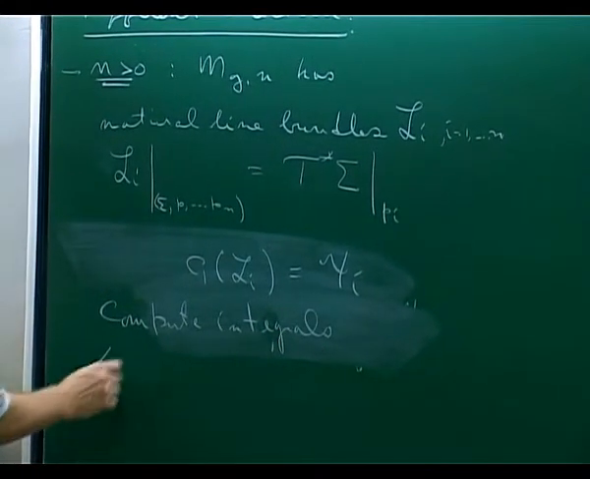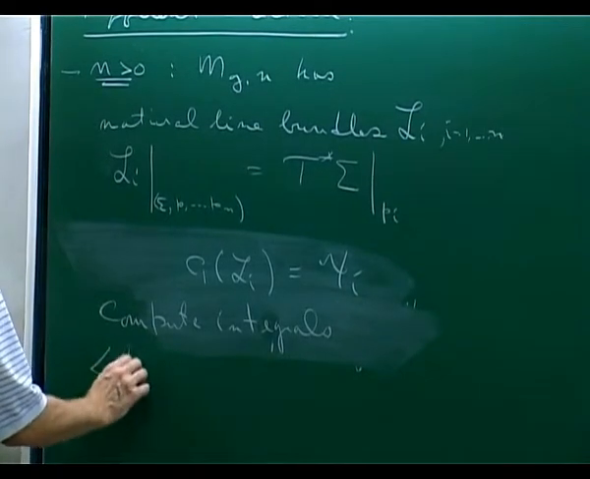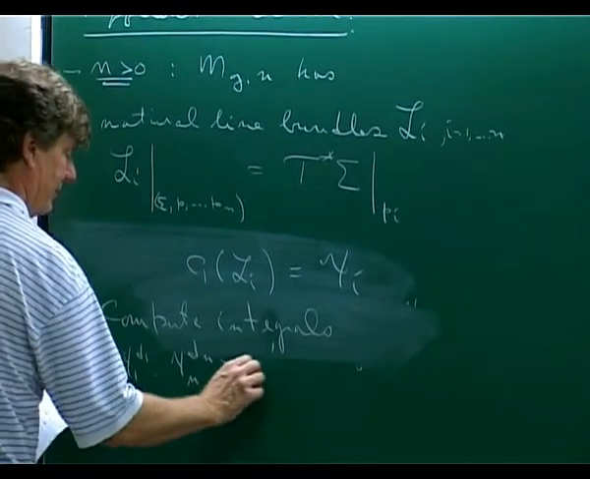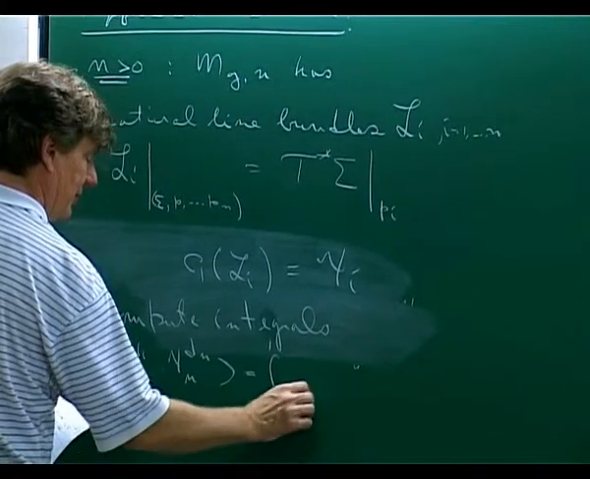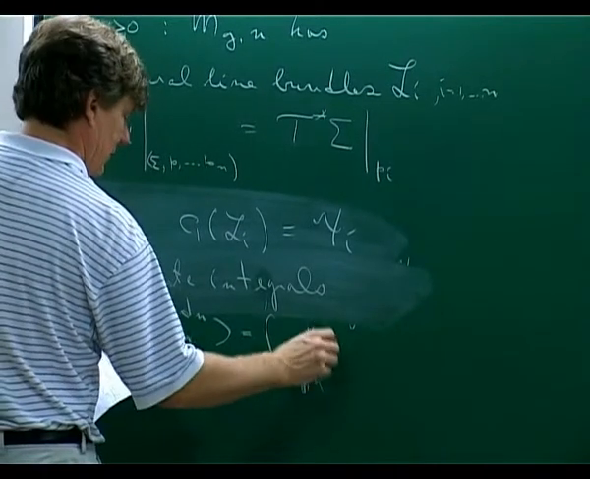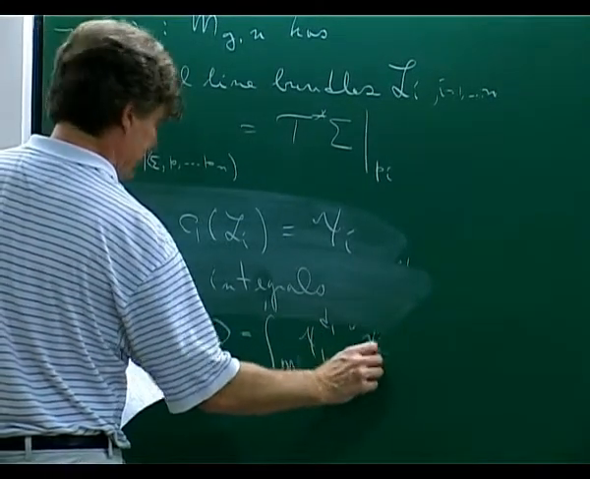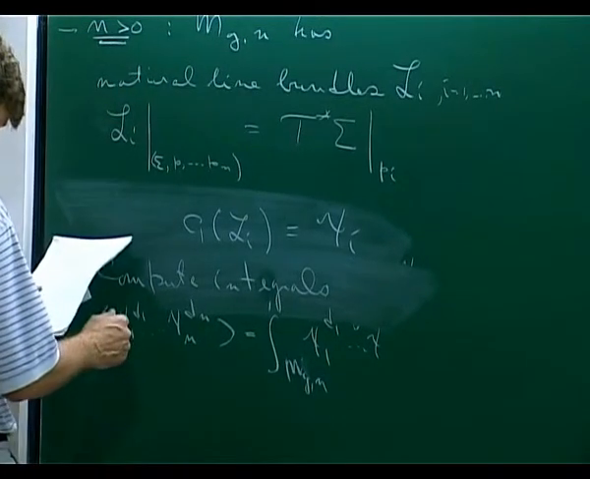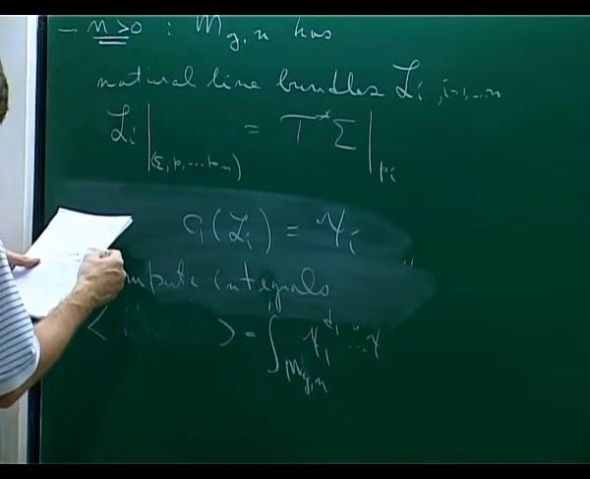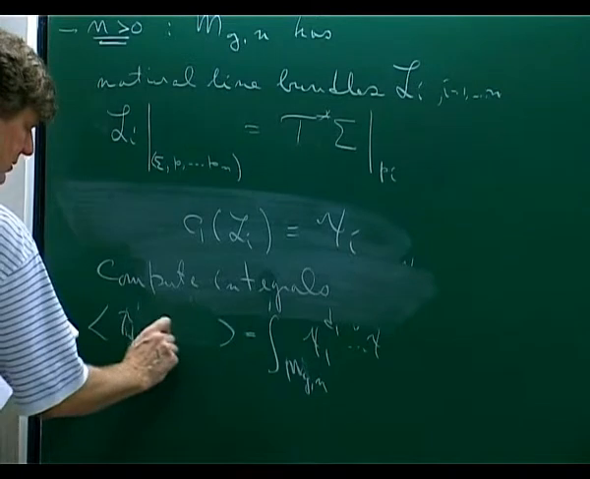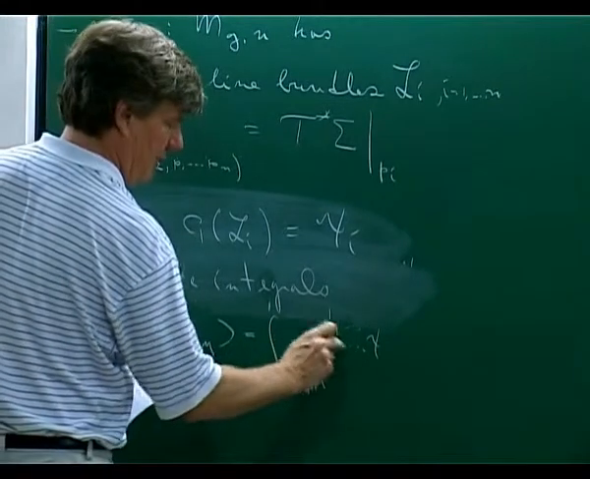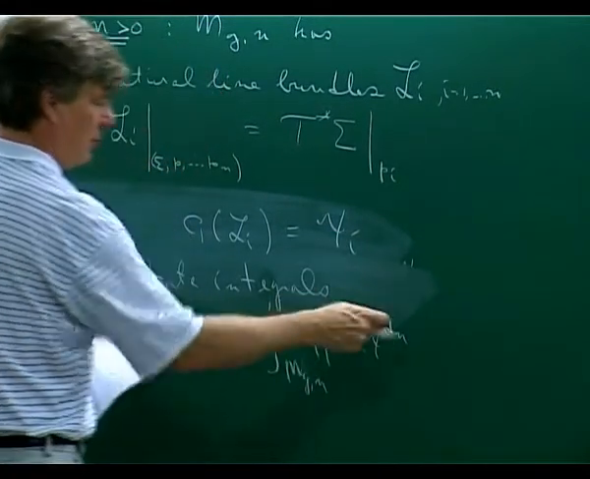Okay, so tau_d1 through tau_dn to be the integral on M_g,n of psi_1 to the d1. Damn. My notations are all wrong. Sorry, this should be tau. So these are subscripts. So this is just a symbol, but this is what it is. You take the product of these forms. These are two forms, so the order doesn't matter.